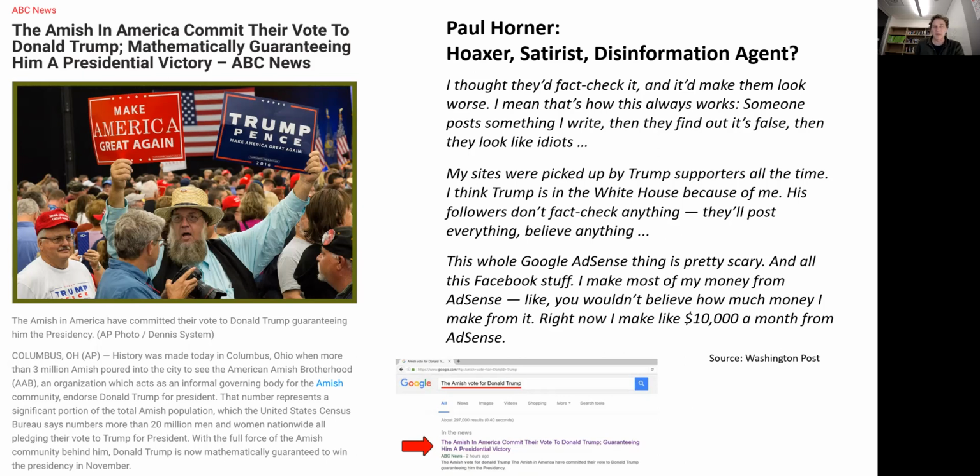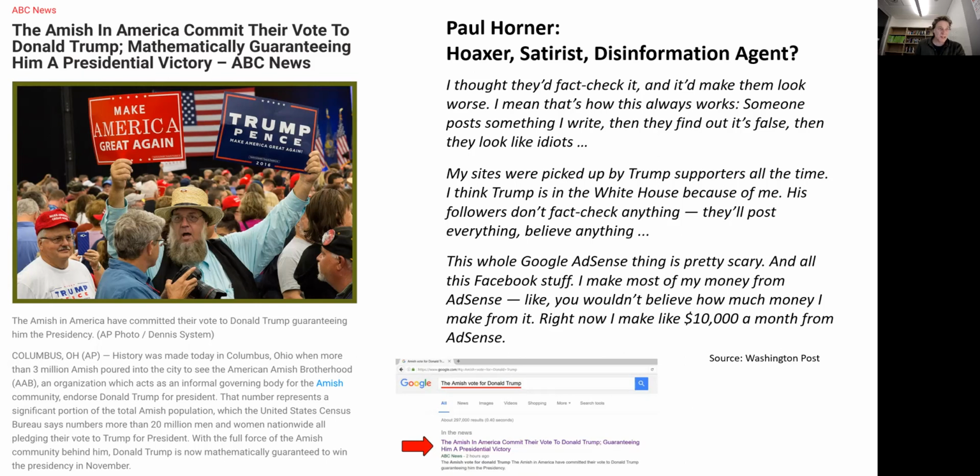So one of his stories is an example: that the Amish in America commit their vote to Donald Trump, mathematically guaranteeing him a presidential victory, shared on what is ostensibly ABC News, which, as you probably know, is an American news channel as well as an Australian one. The only difference here was that the actual web address was abcnews.com.co, so not the genuine article.